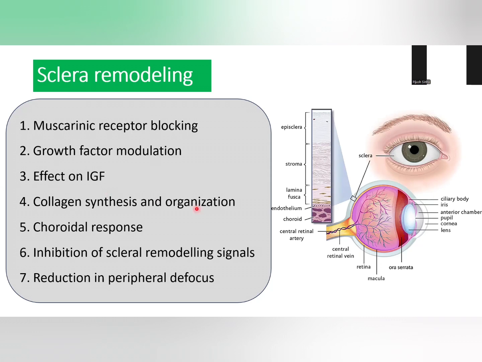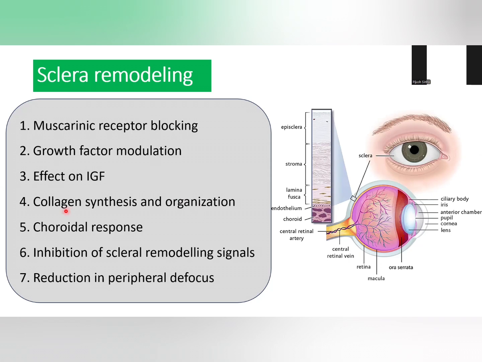Another is the effect on IGF. What is IGF? Insulin-like growth factor. So IGF plays a role in cell proliferation and matrix synthesis in the sclera. And atropine can alter the level of IGF, decreasing its effect on scleral growth, which helps slow down the axial elongation by the low dose atropine.